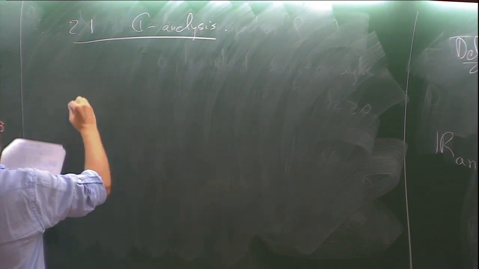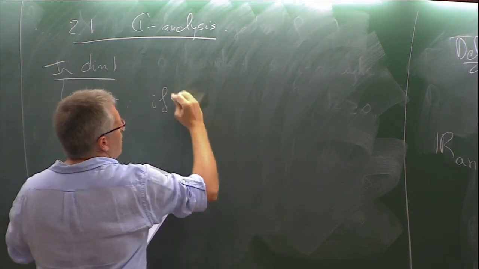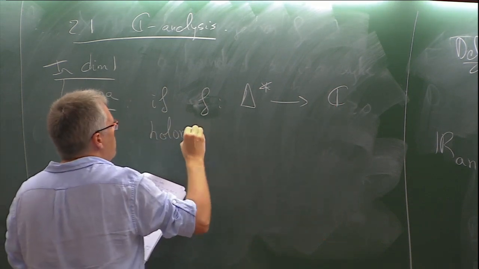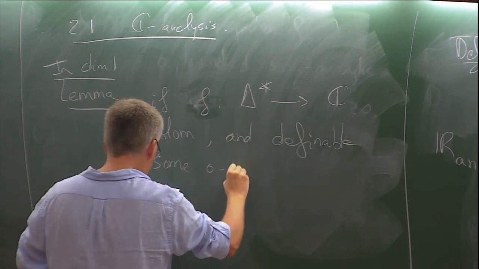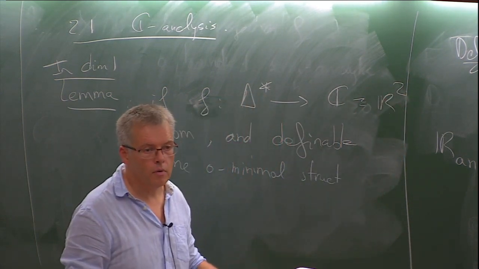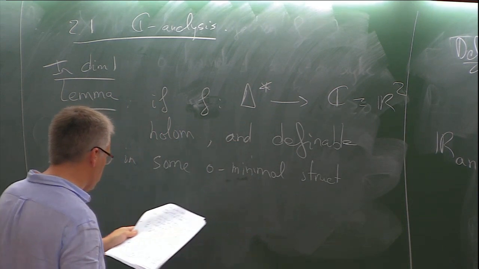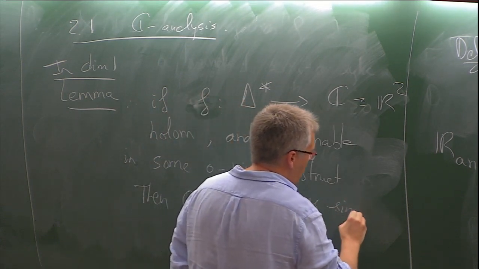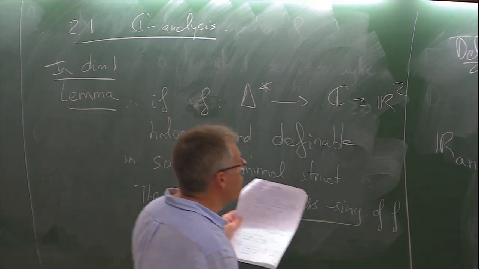Let me explain by giving you what happens in dimension one. This is the following lemma: if you have a holomorphic map from the punctured disk to C, suppose it is holomorphic and definable in some o-minimal structure. By this, I mean that I think of this as being R^2, because this is real geometry. So I have two completely separate properties. On one hand, it is definable in some o-minimal structure, but it is also holomorphic for the complex structure. Then the claim is that zero is not an essential singularity of f. You just get meromorphic behavior. In other words, this map is meromorphic.